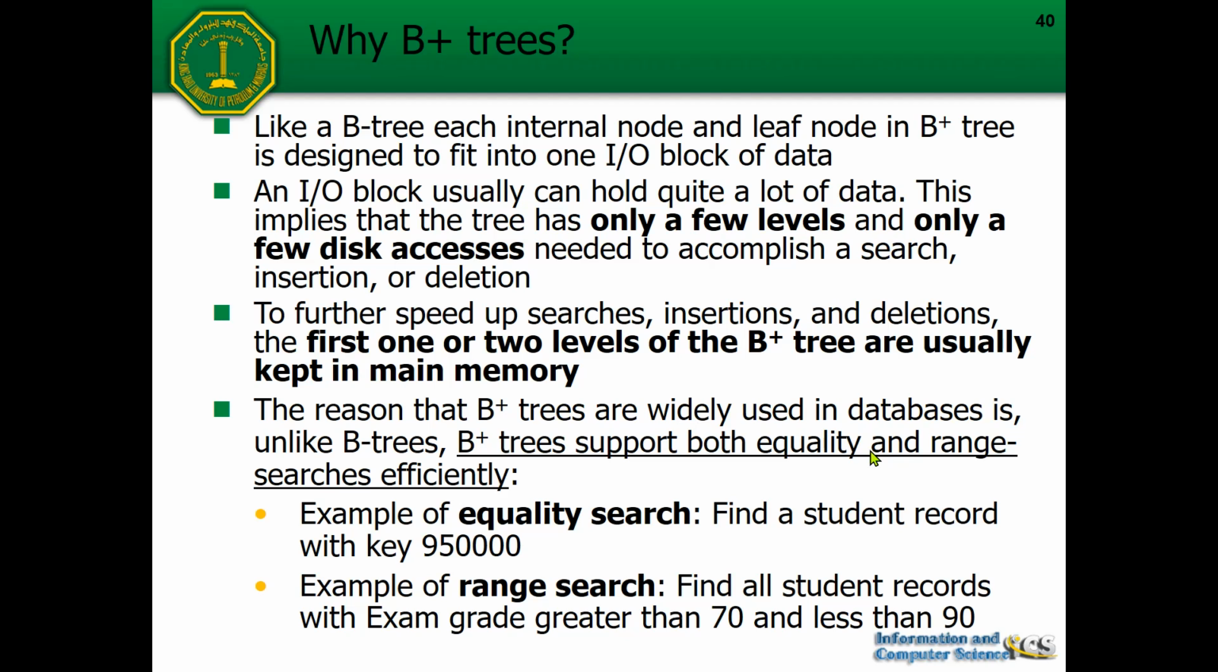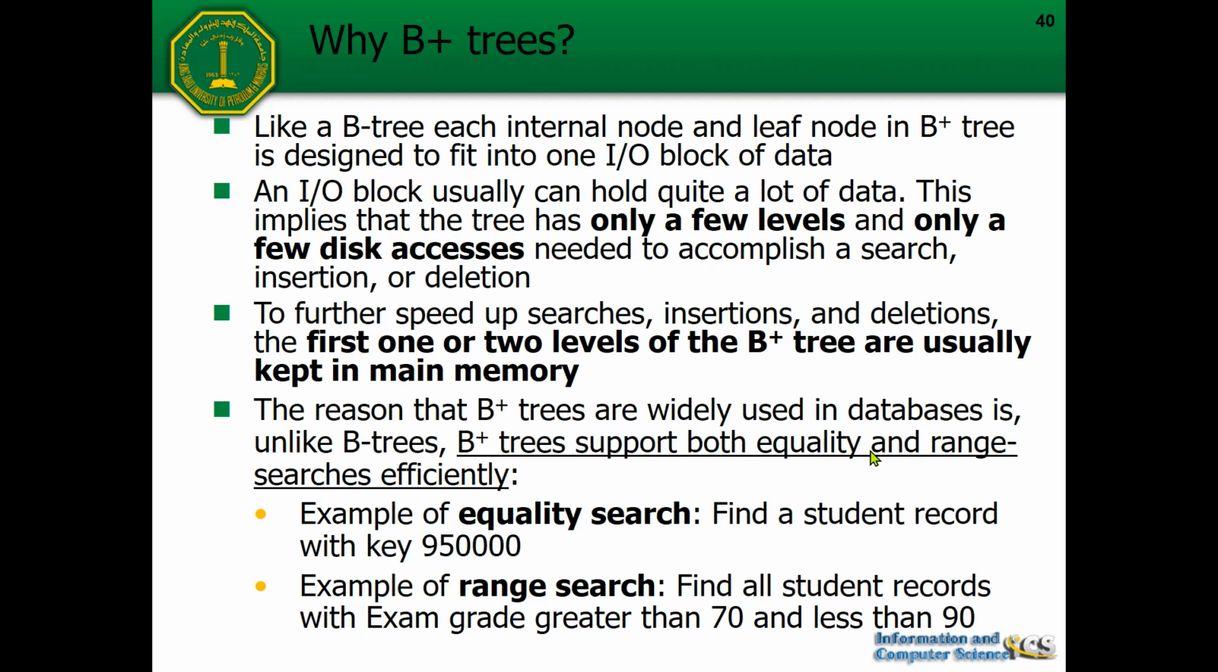The main difference between B+ tree and B tree in terms of application is that B+ trees are widely used in databases because they can support both equality and range search efficiently. For example, of equality search: find a student record with key 950,000 something. An example of range search would be finding a student record with exam grade greater than 70 and less than 90.